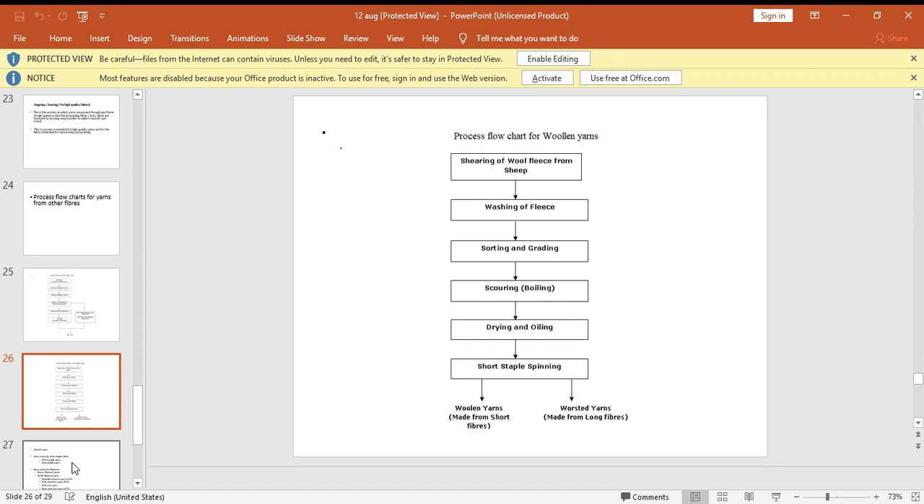So this is about the flow chart of woolen yarns. Again, the flow chart of woolen yarns is shearing of wool fleece from sheep, washing of fleece, then sorting and grading, and then scouring, that is boiling, then drying and oiling, then short staple spinning. There are two types again, woolen and worsted. Woolen yarns are made from short fibers, and worsted yarns are made from long fibers. So these are the examples of two flowcharts of yarns from different fibers.